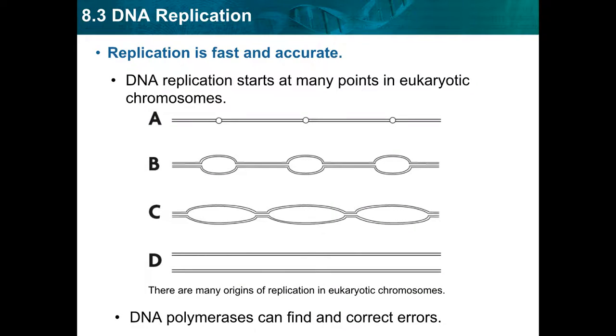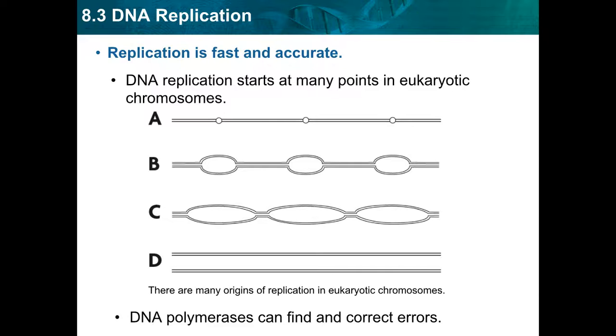Finally, this process of replication is really fast and really accurate. So in organisms like us that have a lot of DNA that's really long, replication will actually start at multiple points in our DNA. And you notice going from A all the way down to D is that as replication happens, it gets wider and wider and wider in all these points until we're left with the 2 different strands of DNA.